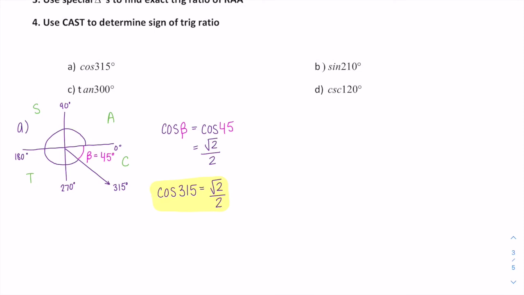Let's try another one. So for B, B is sine 210. So the first thing we're going to do is we're going to sketch that angle. So I'm just going to draw a little Cartesian plane. And let's sketch the angle 210. So I start at 0. I'm going to go past 90, past 180, and then stop at 210.